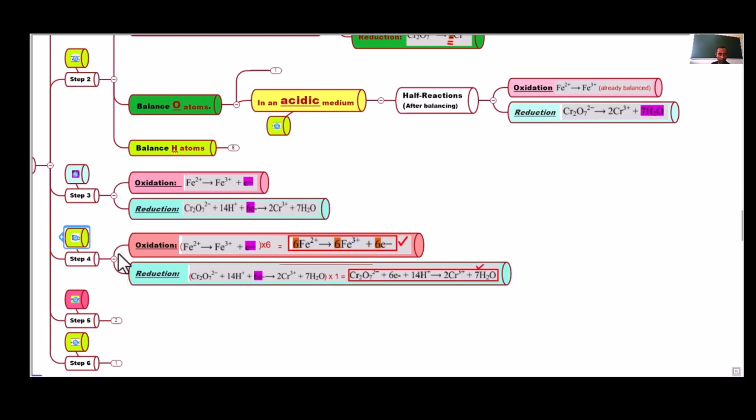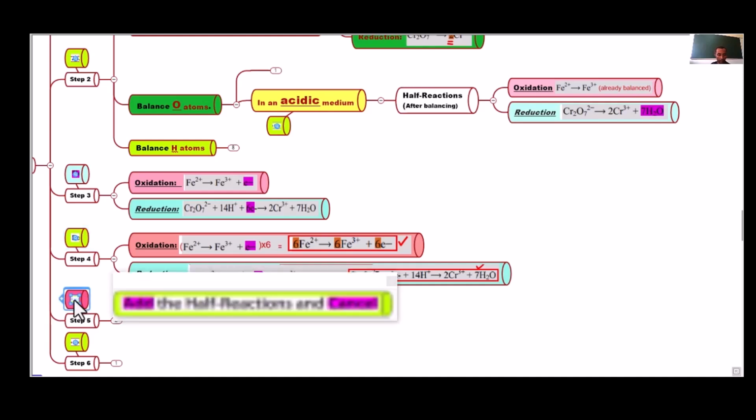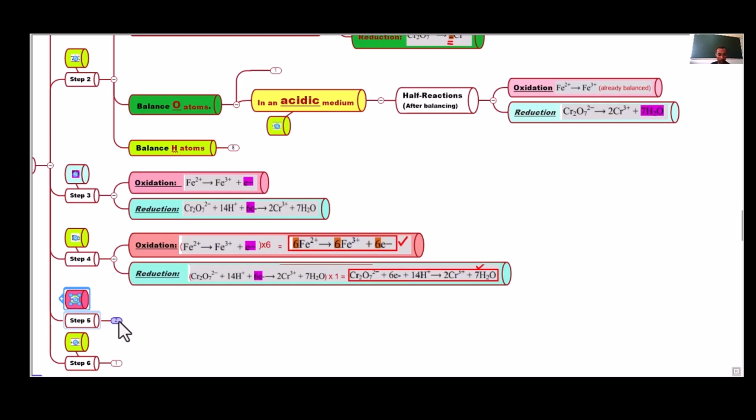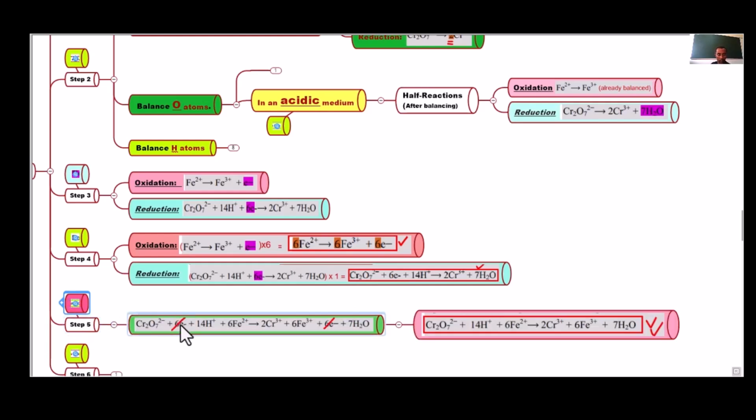And step 5 is to add the half reactions and cancel. Now we add the half reactions, that is oxidation and reduction, and then we cancel the total electrons, equal total electrons in the reactant side and the product side. Finally, we will have such a chemical reaction.